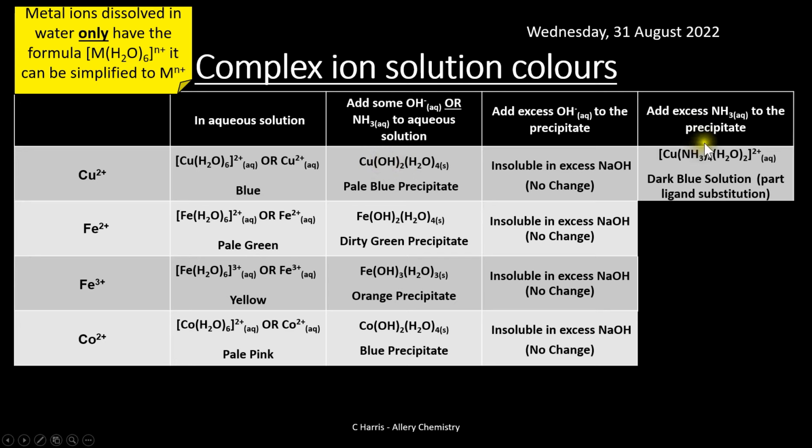What actually happens is we get a substitution. So we get partial ligand substitution. It basically replaces most of the ligands. It goes in, pushes them all out of the way, or most of them anyway, leaves 2 water ligands to one side, and basically boots off 2 waters and 2 hydroxide ions, and replaces them with ammonia ligands. And we get this dark blue solution.